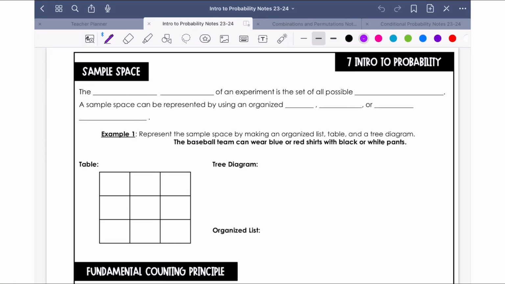Hello, everyone. You made it to the last unit of geometry, which is probability, unit 7. So we're going to start with some basic vocabulary today, and that is called sample space.